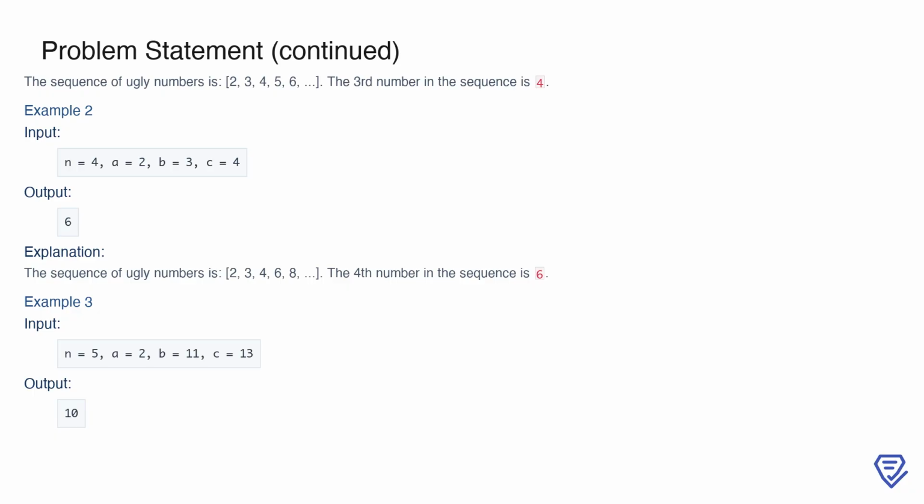In the second example, for n equals 4, a equals 2, b equals 3, and c equals 4, the sequence is 2, 3, 4, 6, 8. The fourth number, when arranged in ascending order, is 6, which is the result. This systematic inclusion of numbers divisible by the given values underpins the logic of the problem.